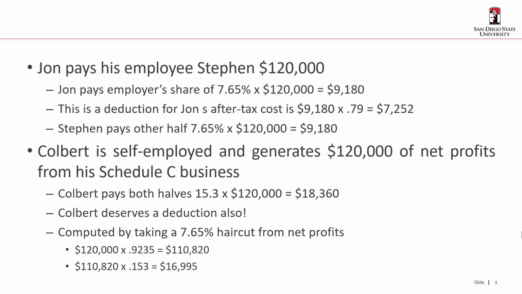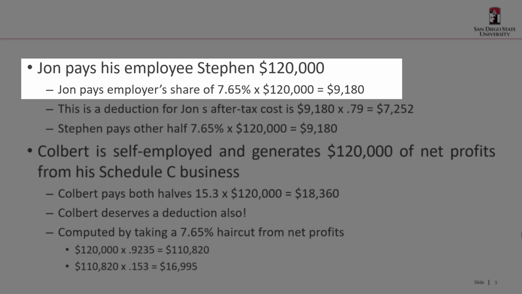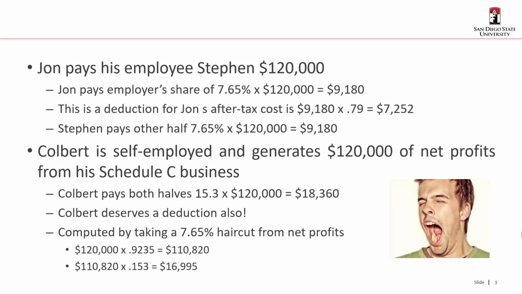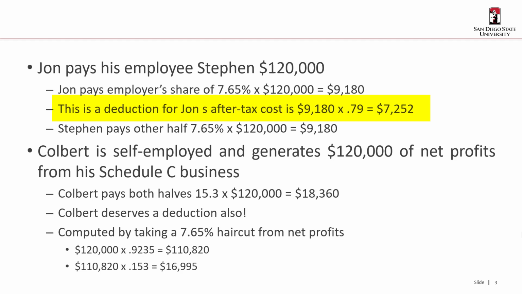So John pays his employee Stephen $120,000. John ends up paying the employer's share of 7.65% times $120,000. That's $9,180. And of course, John also takes a deduction for these taxes. So his after-tax cost is $9,180 times, and I'm assuming John is a corporation, 1 minus the tax rate of 21%. So his after-tax cost is $7,252. Stephen pays the other half, 7.65% times $120,000. Of course, the individual gets no deduction.